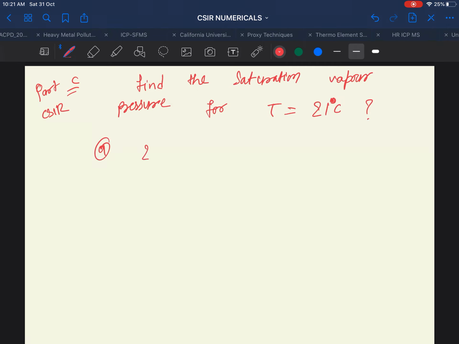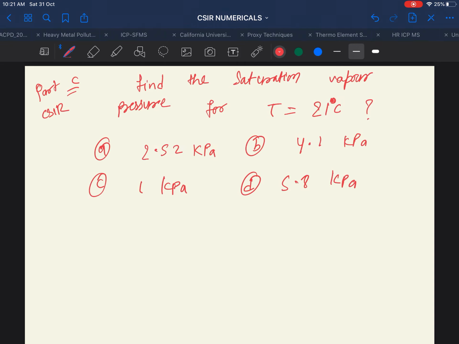And the options are A, 2.52 kilopascals, B is 4.1 kilopascal, C is 1 kilopascal, and D is 5.8 kilopascals. So now let's solve the question. First write what is given in the question. Given is T, 21 degrees Celsius. So the first duty is just to convert this into Kelvin. When you convert it into Kelvin, it becomes 294.